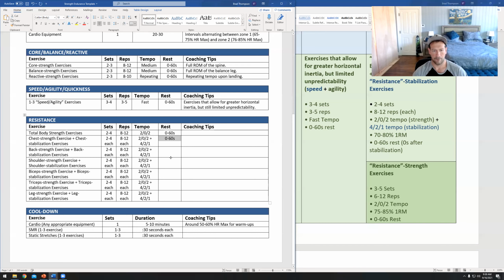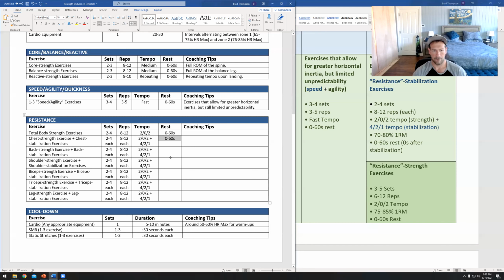Then we're going to see for our balance power, 2 to 3 sets, 8 to 12 reps. And our tempo is going to be 3 to 5 second hold on landing, right? Just like we saw with reactive stabilization earlier. And then that's also 0 to 60 seconds of rest. And this is going to be our coaching tip, rapid eccentric deceleration of the balance leg. So it is a full range of motion, but it's at functionally applicable speeds, and you are decelerating and then holding really, really fast. That's where the balance comes in. If I jumped and then landed on one leg and had to balance, right?